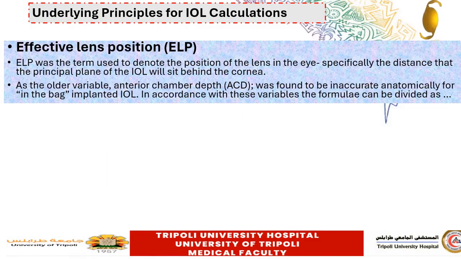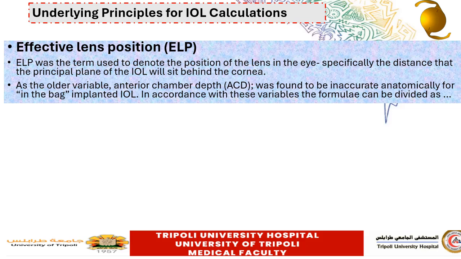The term effective lens position is used to denote the position of the lens in the eye after surgery. Initially it was named the anterior chamber depth, which was not an accurate term because it does not exactly describe the in-the-bag implantation of the IOL. So the effective lens position specifically describes the distance between the principal plane of the IOL and the back surface of the cornea.